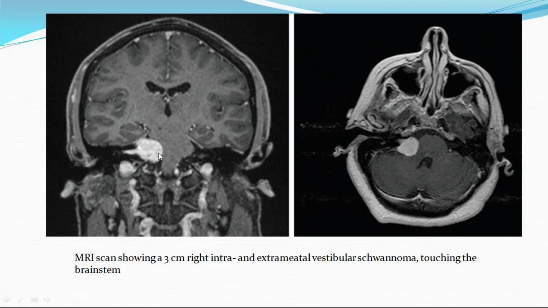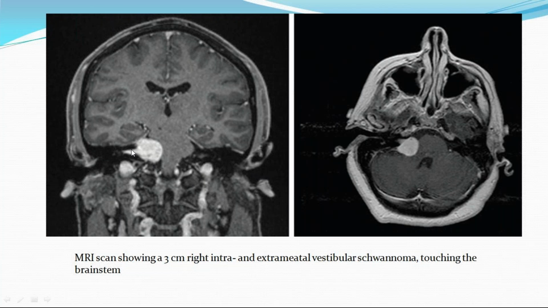Here you can see the picture. This is an MRI, gadolinium enhanced. You can see this is the tumor, and this is the part which goes into the internal auditory meatus. This is the meatal part, and this is the intracranial part, pressing onto the brainstem area, and a small intrameatal part. So basically, the tumor has two parts: the intrameatal part and the intracranial part.